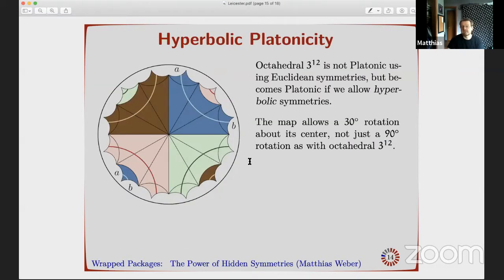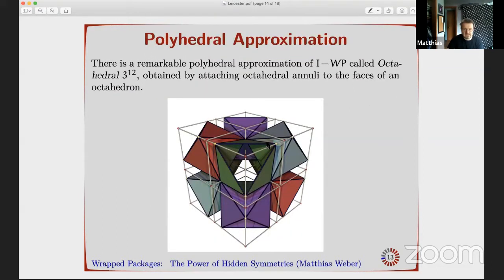When you use Euclidean symmetries, you can see this. There are two different kinds of edges, essentially. There are edges that go across one of these octahedra, like this one here, or that one. And then there are the ones along which you attach. And you cannot map an attaching edge to an edge that goes across. So this is not platonic because there are not enough Euclidean symmetries.